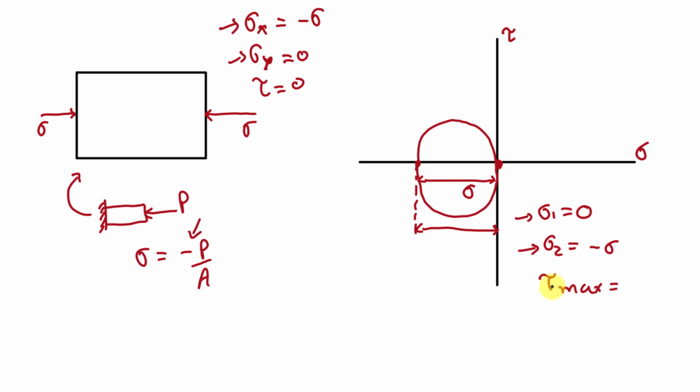And what will be the value of tau max? Tau max is the radius of this Mohr circle, that is this distance, right? So here the diameter of this Mohr circle is sigma. So the radius of this Mohr circle will be sigma by 2, right? So tau max, means maximum shear stress in the body, is sigma by 2.